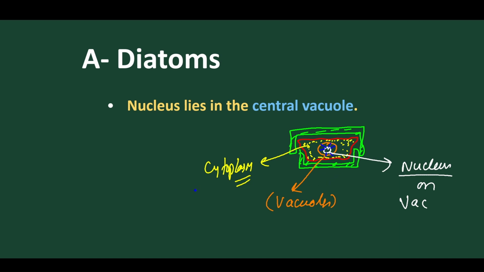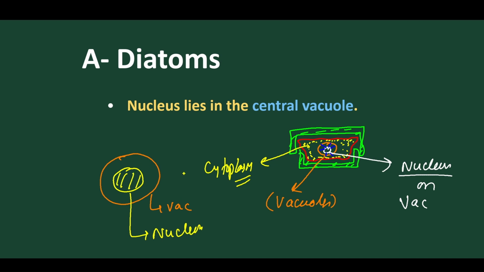Means how they arrange. For example, suppose this is the vacuole present, and this is the nucleus present. So the nucleus is present on the surface of the vacuole. It is joined with the vacuolar membrane by cytoplasmic strands. These are called cytoplasmic strands. Got it? So this cytoplasmic strand hangs the nucleus on the surface of the vacuole.